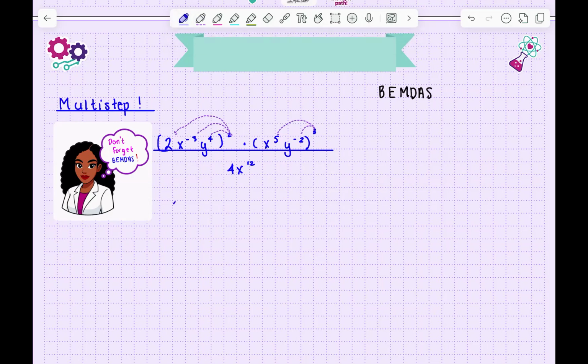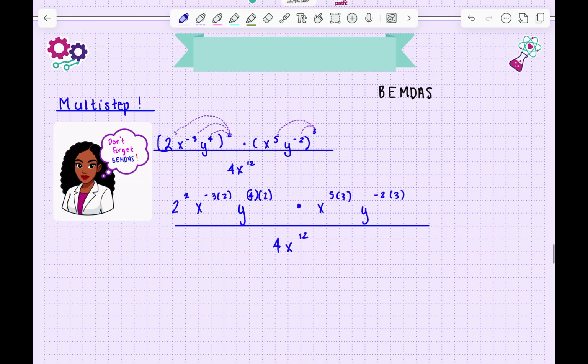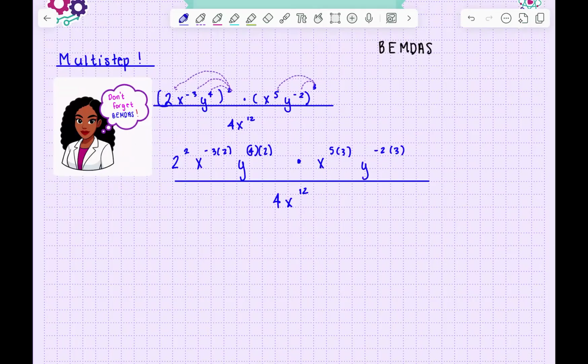So I have 2 to the power of 2. Then I have x, -3 times 2. Then I have y, 4 times 2. And then this is going to be multiplied by x, 5 times 3, and y, -2 times 3. Okay, so I've done all the distribution, and all of that is going to be divided by 4x to the power of 12. So now I can simplify even more.